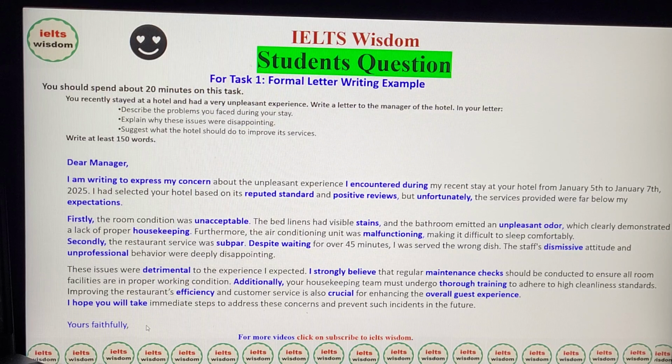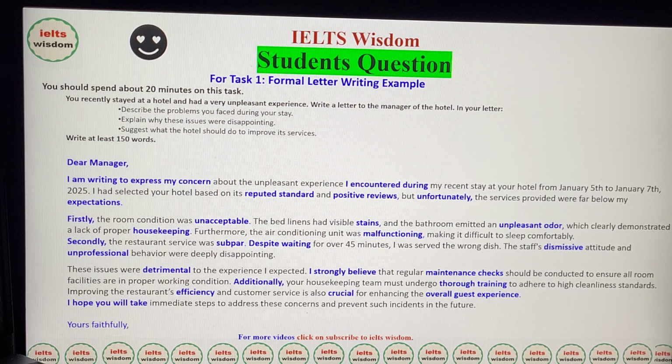Yours faithfully. So this is how you can use linking words and vocab words, and this is your band 9, an 8 plus band formal letter, because in this way you can clearly see your opening phrase, your linking words, and your vocab words, right? Stains, malfunctioning, and dismissive, these are all subpar. Despite waiting, these are all vocabulary words. And firstly, secondly, add on that, furthermore, additionally, so you are not repeating words in your letter. So this is one example of an 8 plus band letter.